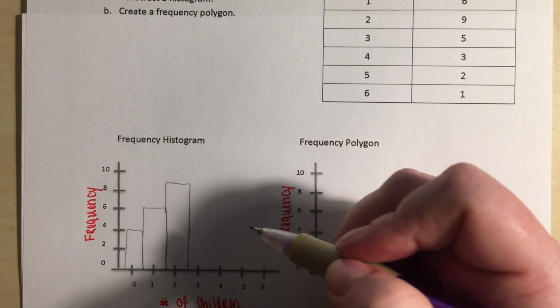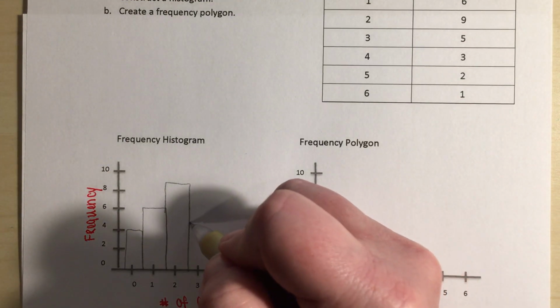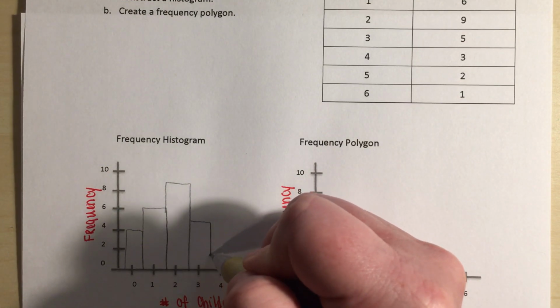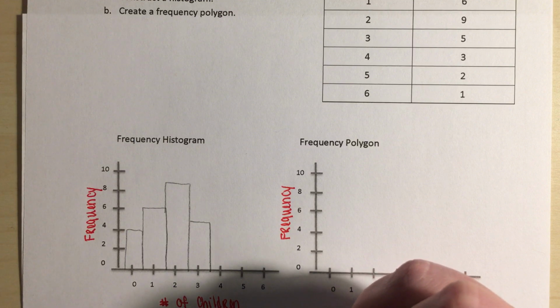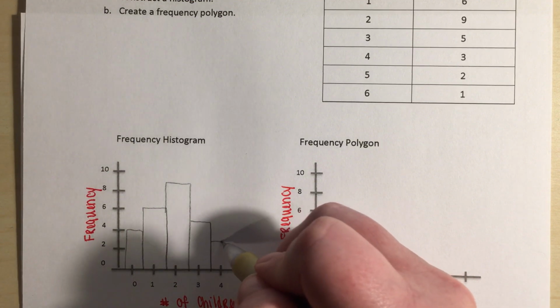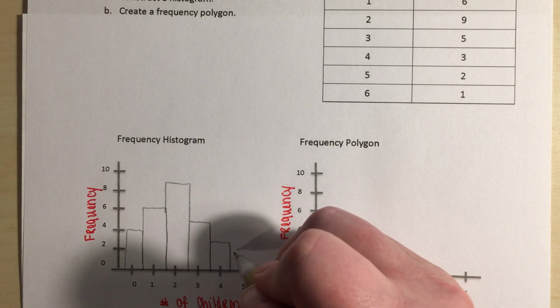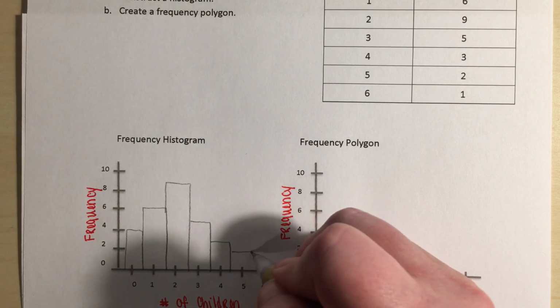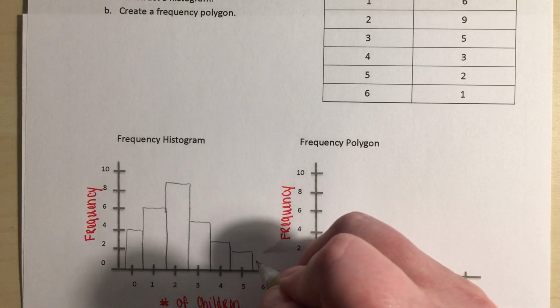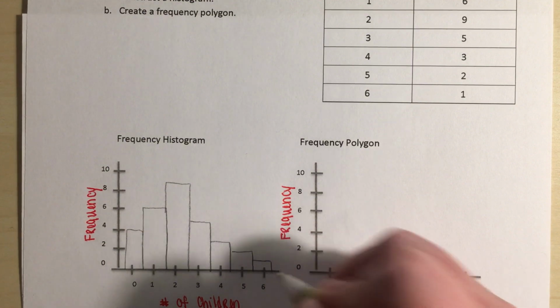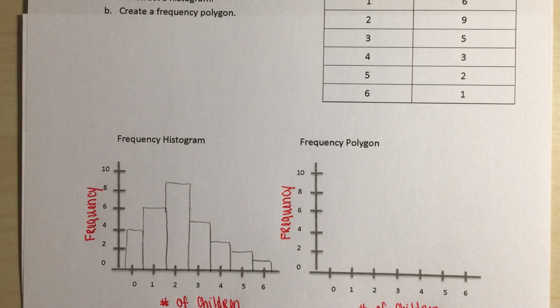For 3, we see a frequency of 5. For 4, we see a frequency of 3. For 5, we see a frequency of 2. And for 6, we see a frequency of 1. So our frequency histogram is a graph that looks like a bar graph. We have vertical bars going up.